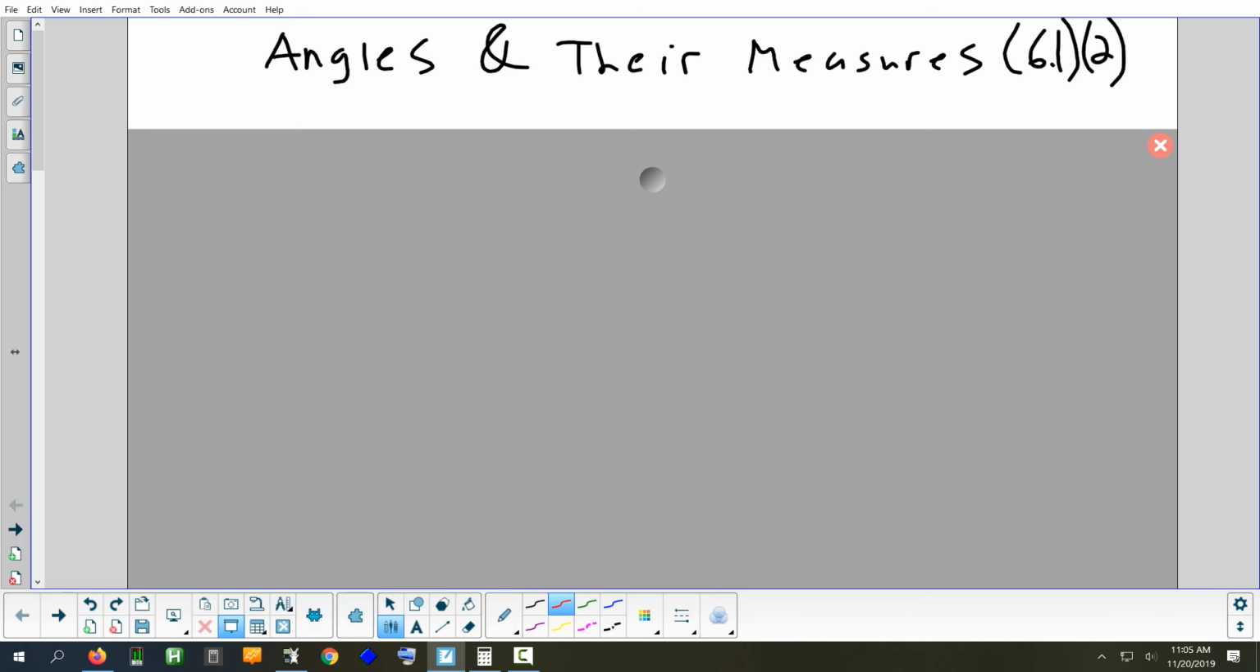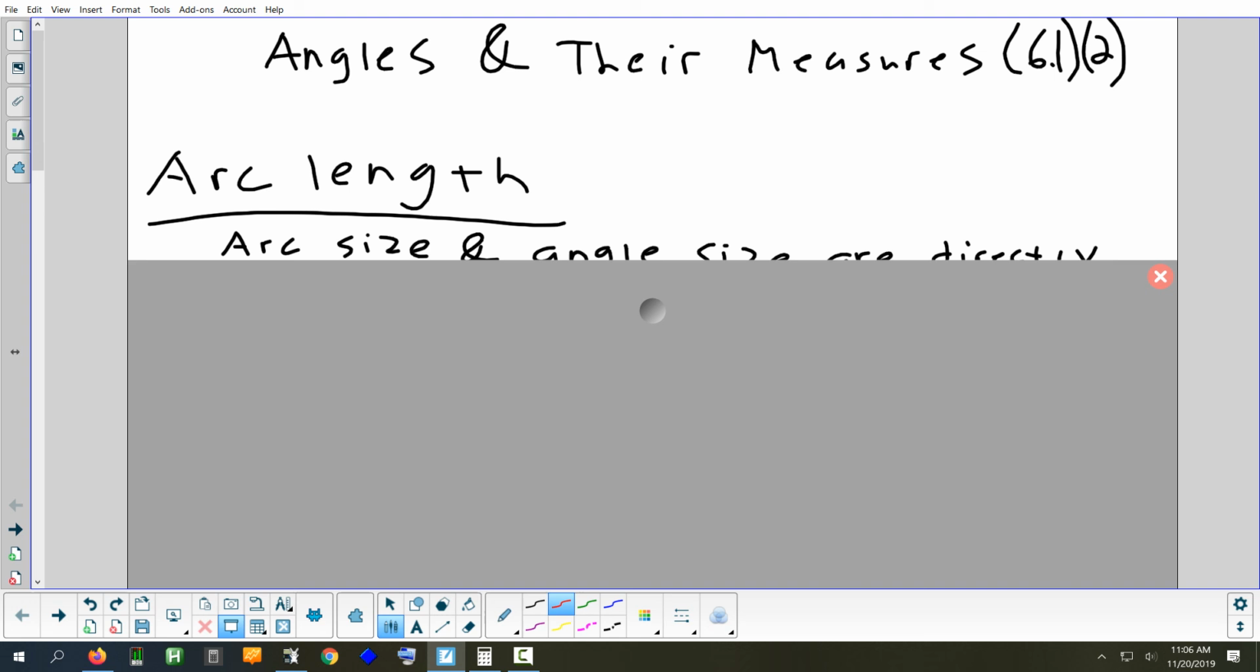Okay, so first thing we're going to do is we're going to finish up section 6.1. So we've talked a little bit about degrees and radians, how to convert between the two. We're going to look at a formula today that you have to use radians in the formula. So if they start you off in the word problem with a degree, we got to fix that right away to use the formula I'm going to show you.